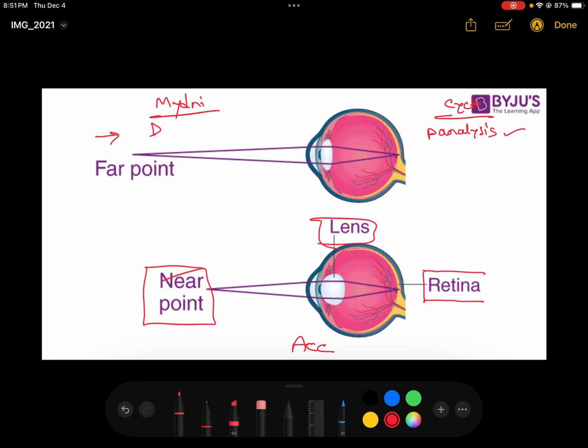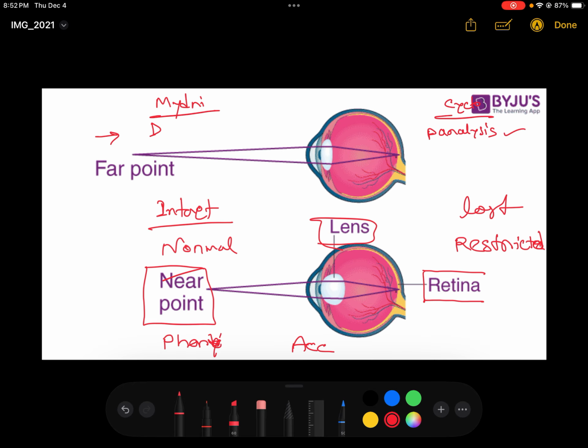Accommodation is intact in mydriasis, but accommodation is lost in cycloplegia. Ocular mobility is normal in mydriasis and restricted in cycloplegia. Then an example of mydriasis is phenylephrine, and examples of cycloplegia are atropine and homatropine.